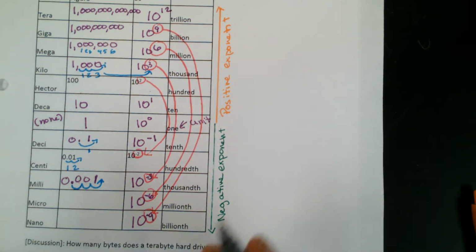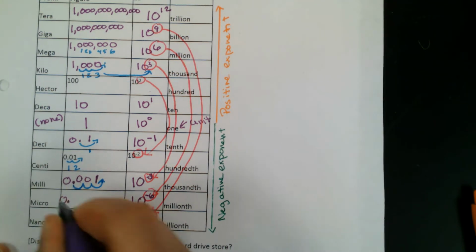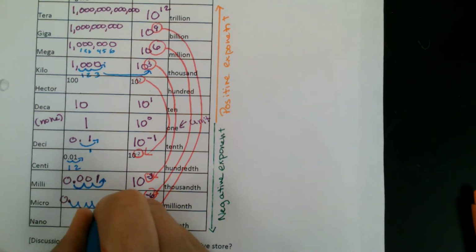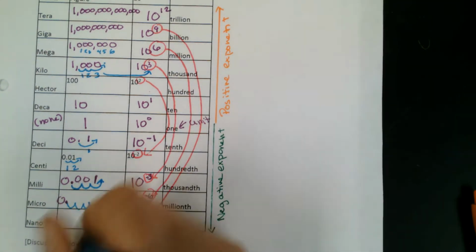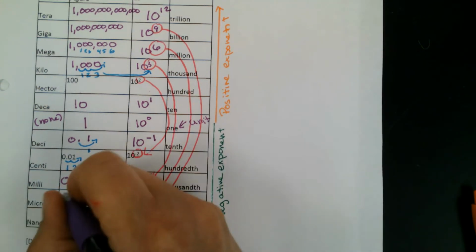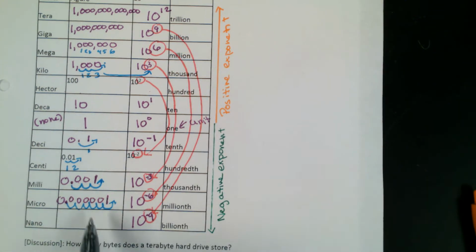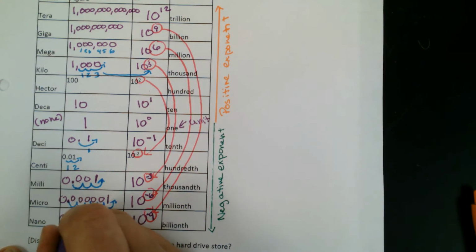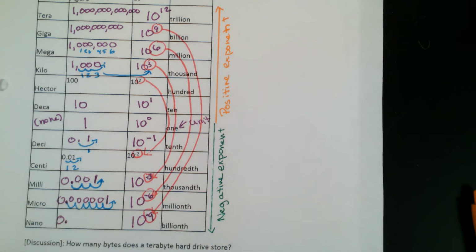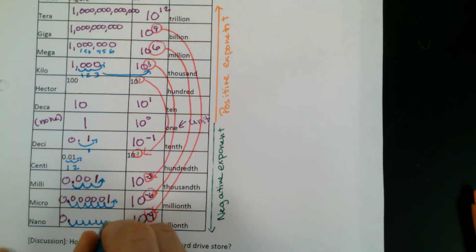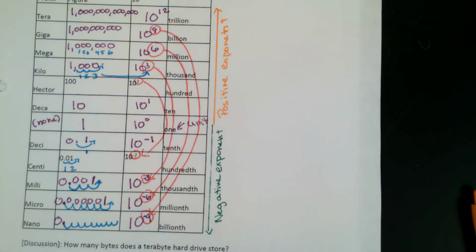Same too, let's do it with millionth, 0 point, and that's 6. So I'm going to do 1, 2, 3, 4, 5, 6. Put that 1 right there. 0, 0, 0, 0, 0. Okay, so in between the 1 and the dot, there's 5 zeros because we're going behind the 1. And then we'll do the same thing with a billionth. 0 point. We're going -9, so 1, 2, 3, 4, 5, 6, 7, 8, 9. I can barely fit it.